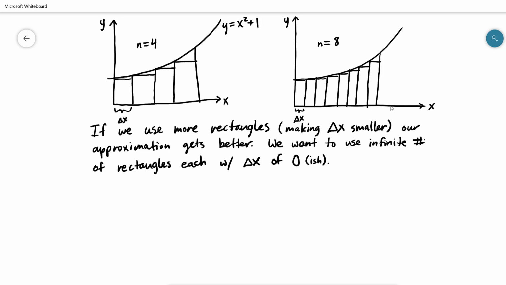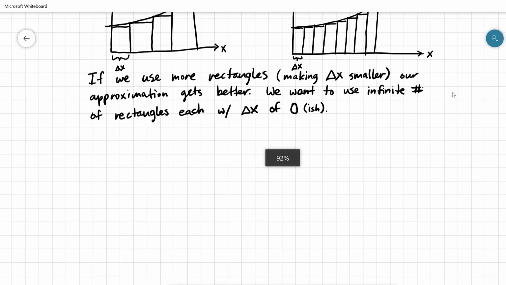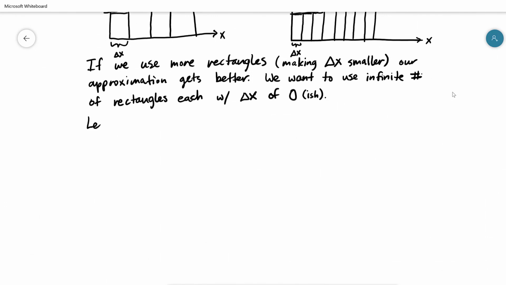The more that we use, the smaller delta x becomes, and we're going to be looking at, just like we've done in calculus all semester, looking at this balance of an infinite number of things, each of whom individually will have an area of 0. So we're going to add up an infinite number of zeros and somehow get this finite result in between. Okay, so how can we do this carefully? So let's do this. Let's do this carefully.